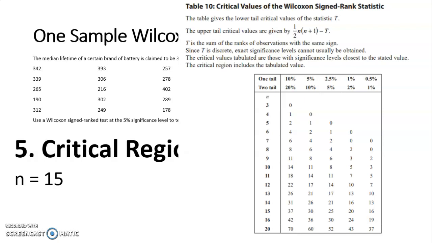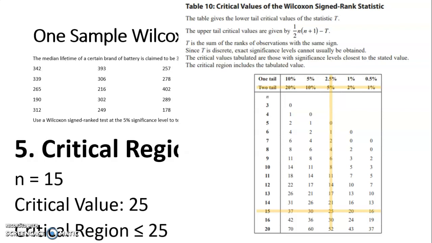Earlier on in the question I identified that this was a two-tailed test at the 5% significance level, and we've just counted that we have 15 data pieces. So you can see the crossover value here is 25, so that is my critical value. And therefore my critical region is anything that is less than or equal to 25.